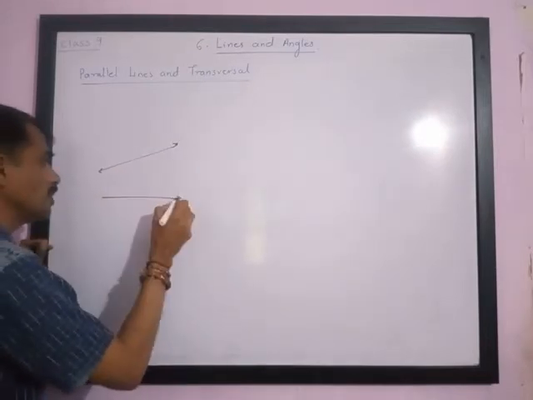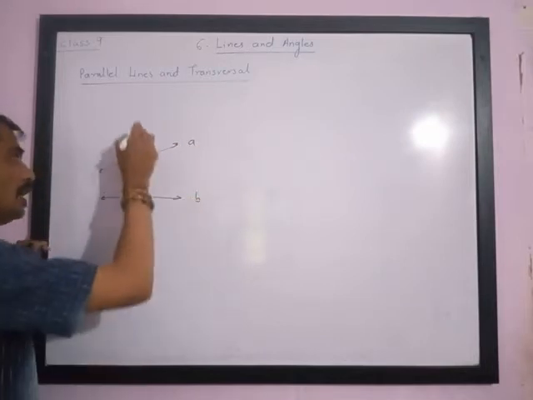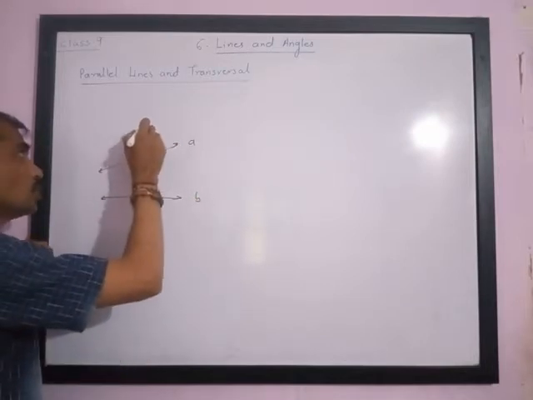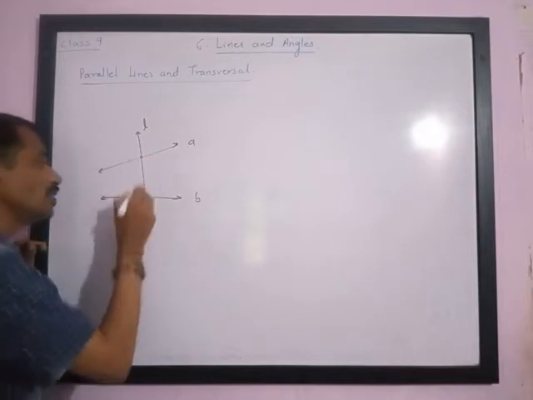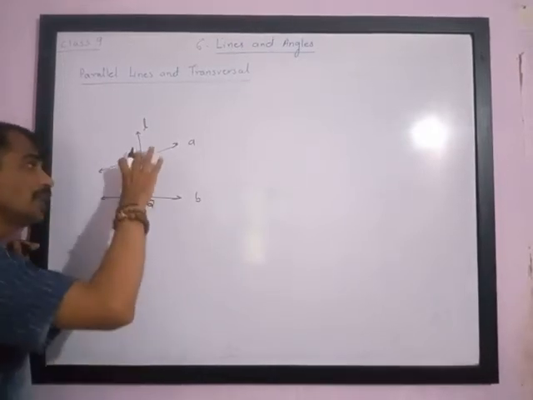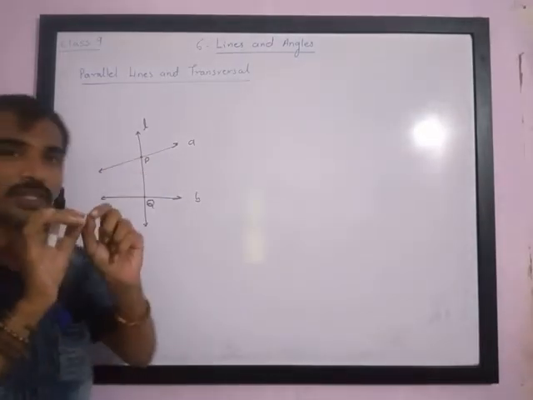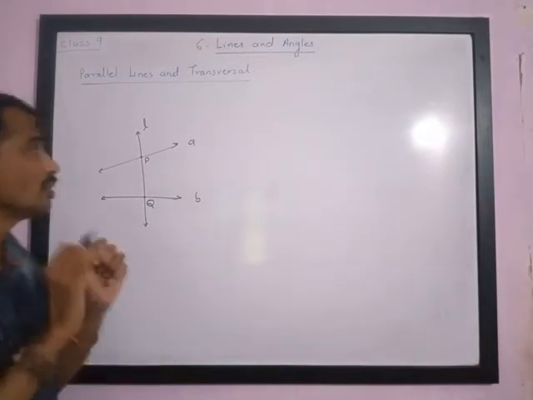If these are two lines A and B, and line L intersects these two lines in two distinct points. Please note here, these P and Q are two distinct points. They are not the one. Distinct means which are having some distance between them, which are different points, which are not one and the same.